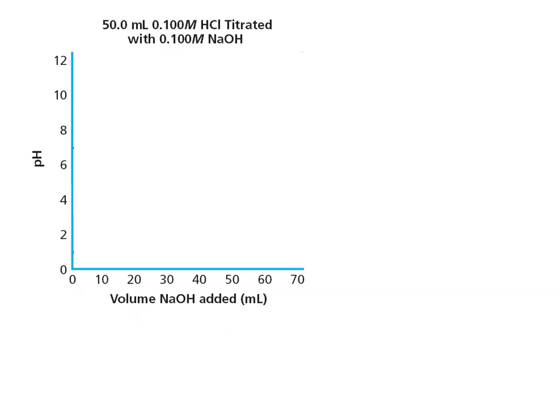So here we have a graph. It's called a titration curve, and we're going to monitor the pH of the solution as we add sodium hydroxide to the flask. And in the flask, we have 50 milliliters of 0.1 molar hydrochloric acid, and we're going to titrate it with 0.1 molar sodium hydroxide.